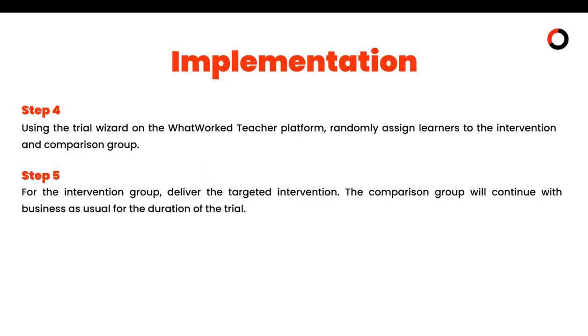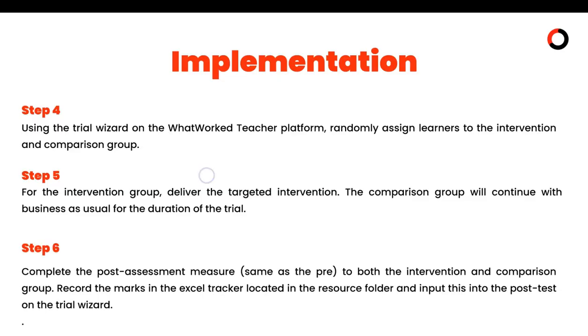Step 5. For the intervention group, deliver the targeted intervention. The comparison group will continue with business as usual for the duration of the trial. And step 6. Complete the post-assessment measure, which is the same as the pre, but it's on a separate spreadsheet to both the intervention and comparison group. Record the marks in the Excel tracker, and then input this into the post-test on the trial wizard. You'll then complete a short post-test evaluation and then click Analyze to generate an impact report.